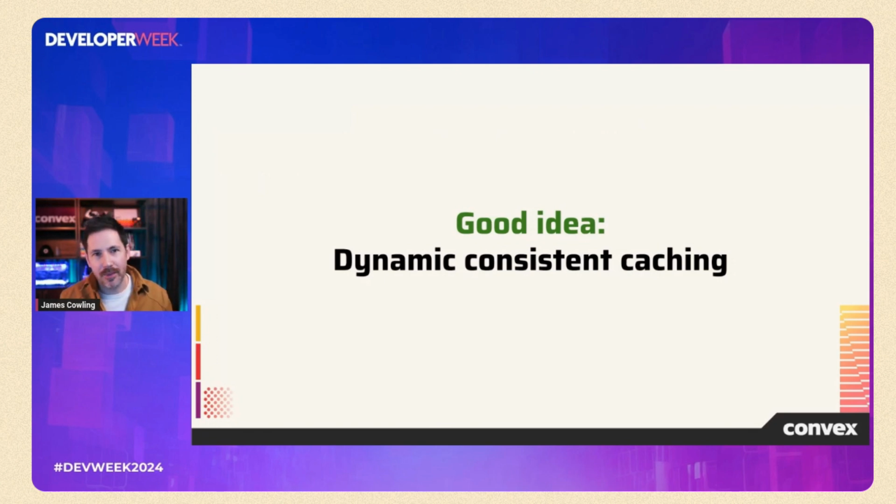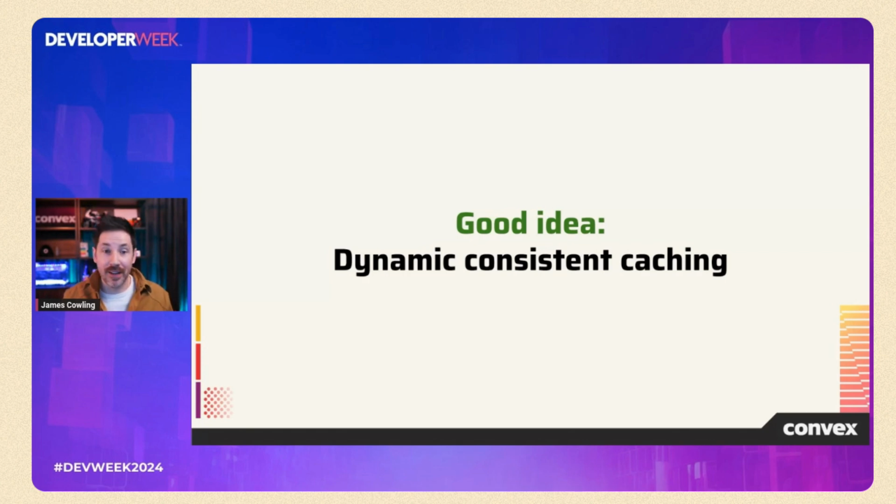So what's the better way? I think the better way is dynamic, consistent caching. If a database knows every function that's run on it, and it knows all the data ranges that are read in every query, and it knows every write that happens, then it can automatically cache the results of every function completely consistently and automatically. You shouldn't have to be doing this manually. The system should do it for you, which is what Convex does.